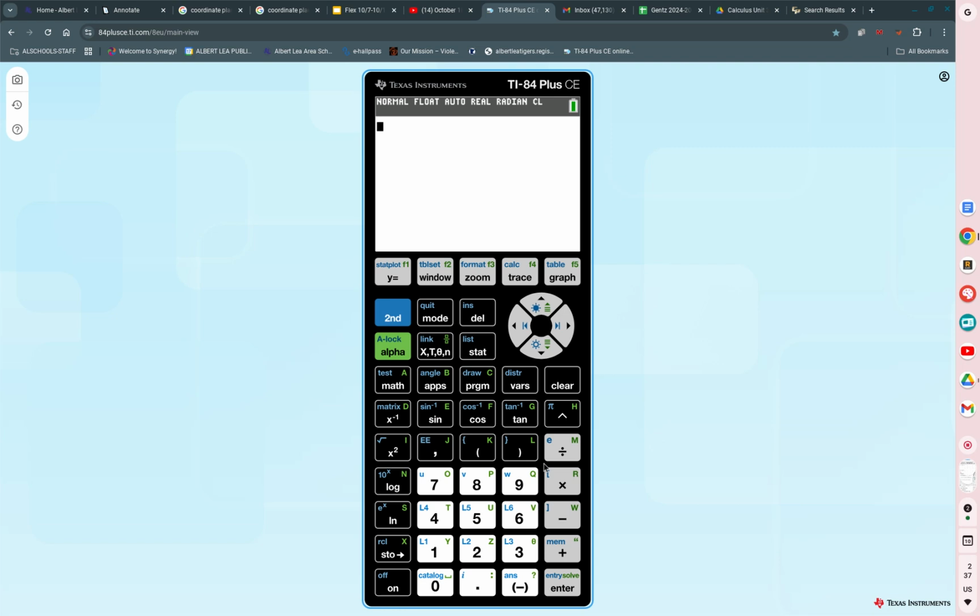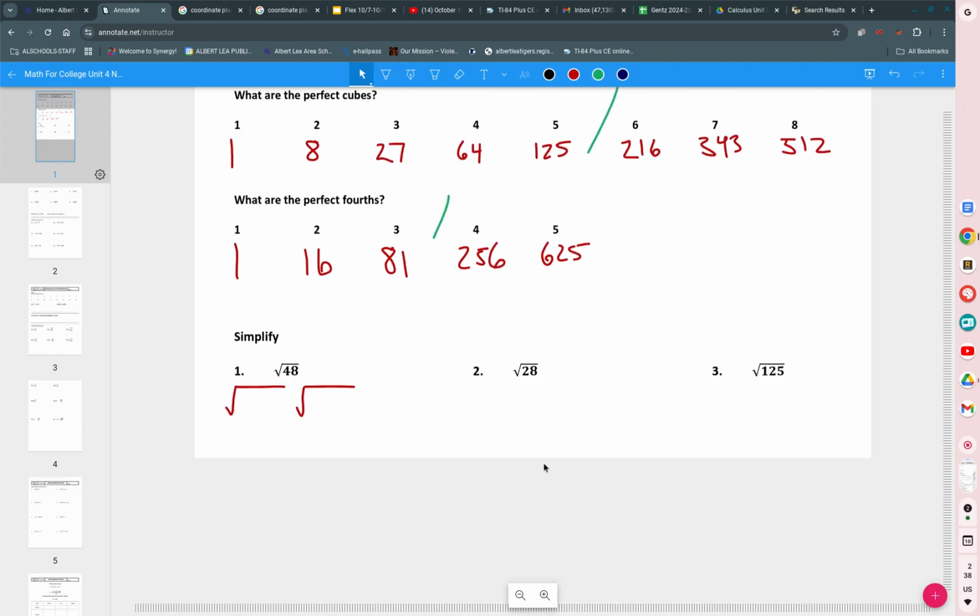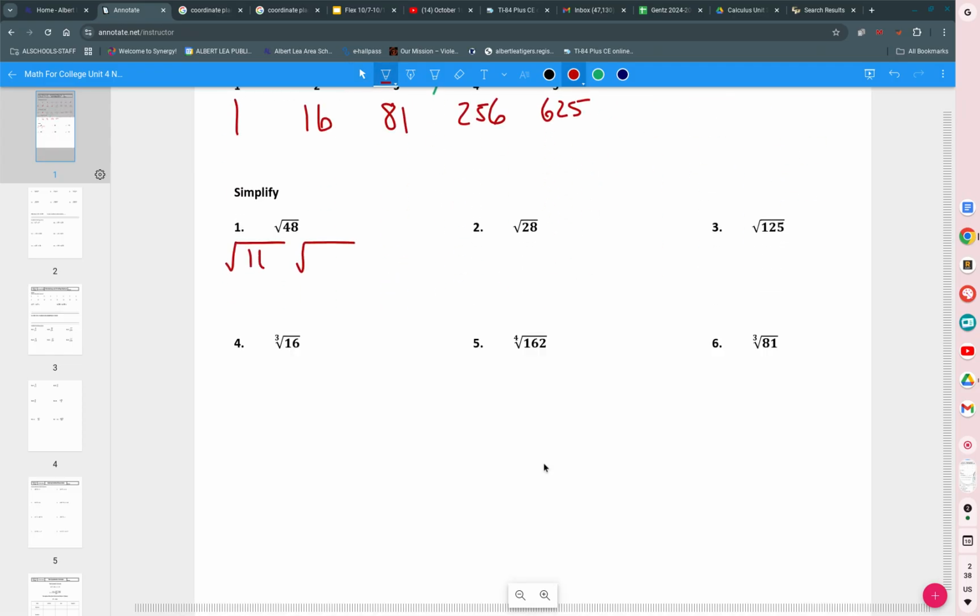I can take 48 and divide it by 9. See what I get? Nope, doesn't work. I can take 48 and divide it by 4. Yep, it is divisible. But I'm going to take 16 and 3. I'm going to take the biggest one. So I go here and I write 16 and I write 3.